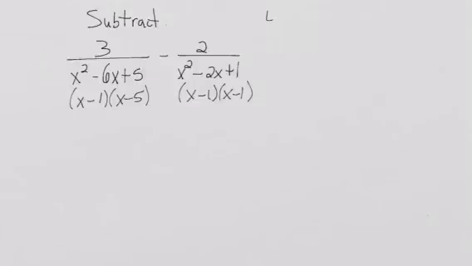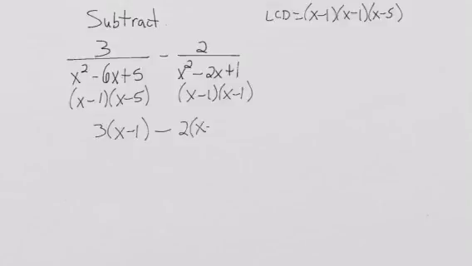And so then my LCD is x minus 1, x minus 1, and x minus 5. So now we multiply each one by whichever factor is missing. The first one is missing one of the x minus 1s, so that's what the 3 will get multiplied by. Minus 2 times is missing the x minus 5. And now all of that is over the same LCD. So x minus 1, and x minus 5.